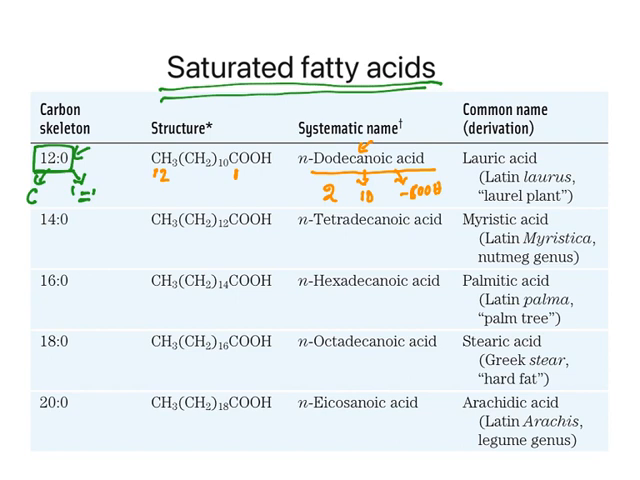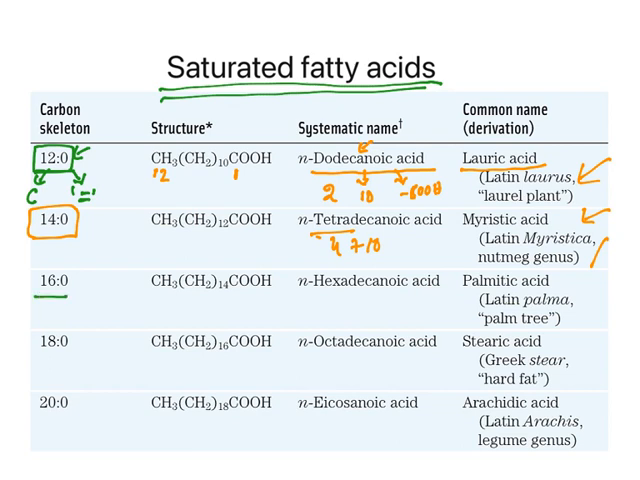If it is a double bond, instead of 'anoic' you will get 'enoic', decanoic. We'll see it later. So the common name is lauric acid because it is from the Laurus plant. Whereas the 14 carbon saturated fatty acid without any double bonds is myristic acid because it is obtained from Myristica fragrans. Tetra means 4, deca means 10, 14 carbon.